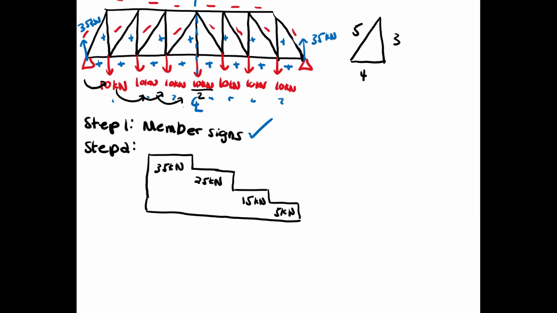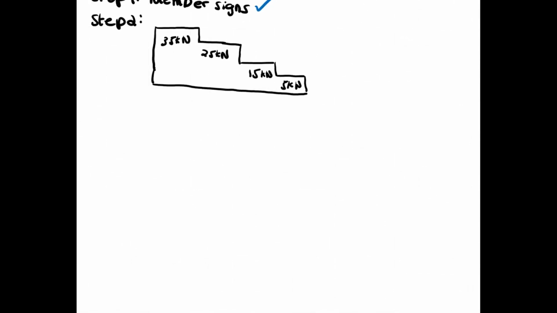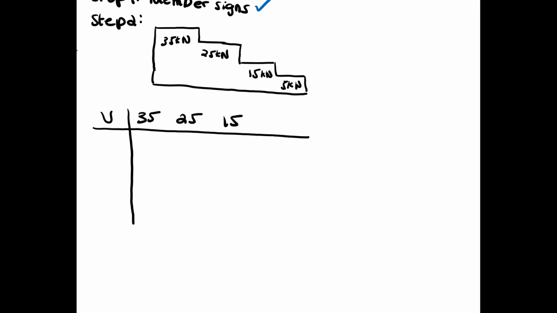So this is our little staircase diagram. And now what we want to do with this staircase diagram, that I didn't really get into too much during my explanation of the second step because it's a little difficult to explain, is create a chart. And in this chart, we want to put all of our vertical forces. So at the top, we have 35, 25, 15, and 5. So this is our V here. I'll make it more like a V. This here represents our vertical forces.